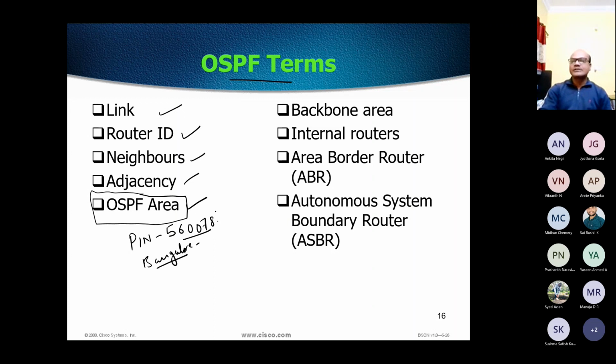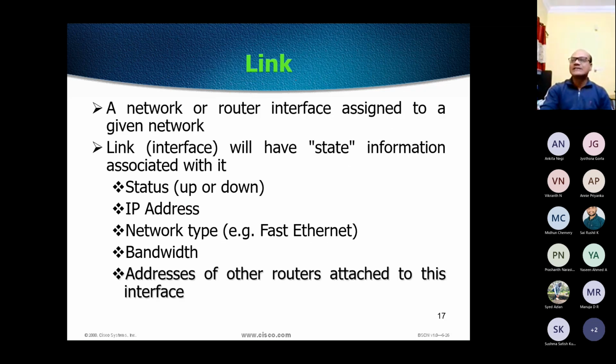Right. So here, there are some conditions to give the OSPF areas. It has the backbone area, internal router, area border router (ABR), and autonomous system border router (ASBR). So let's discuss what the links are now. A link is a network or router interface assigned to the given network. It is nothing but directly connected.